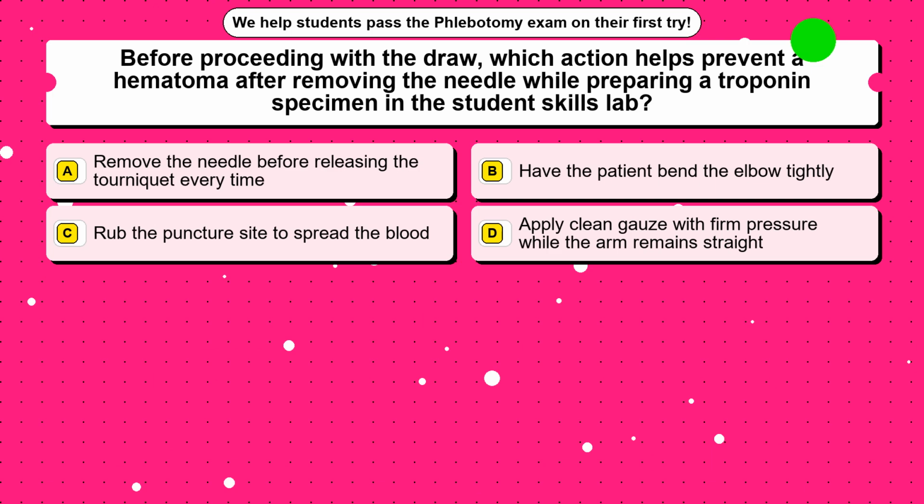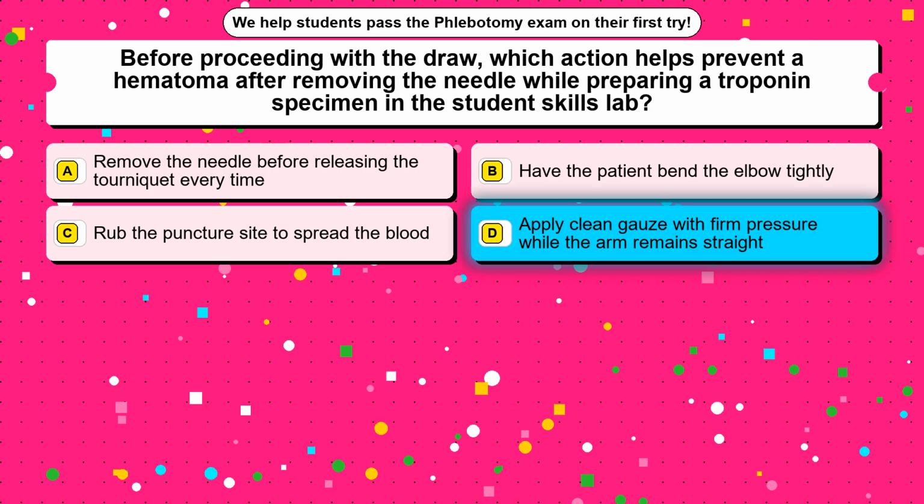Question 28. Before proceeding with the draw, which action helps prevent a hematoma after removing the needle while preparing a troponin specimen in the student skills lab? Option A. Remove the needle before releasing the tourniquet every time. Option B. Have the patient bend the elbow tightly. Option C. Rub the puncture site to spread the blood. Option D. Apply clean gauze with firm pressure while the arm remains straight.